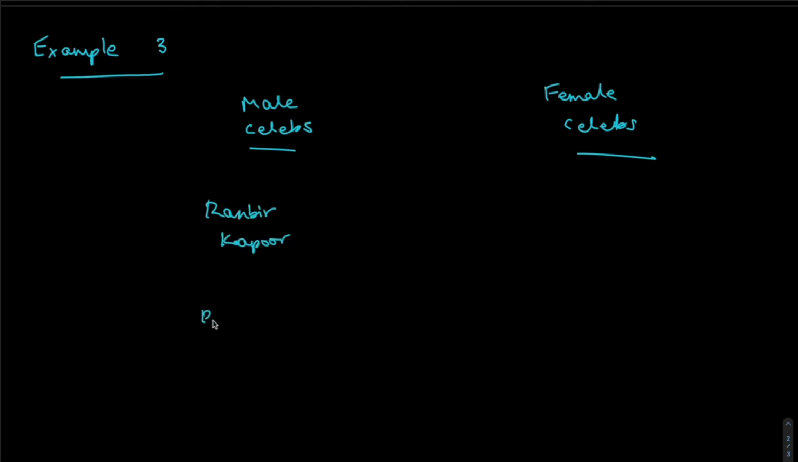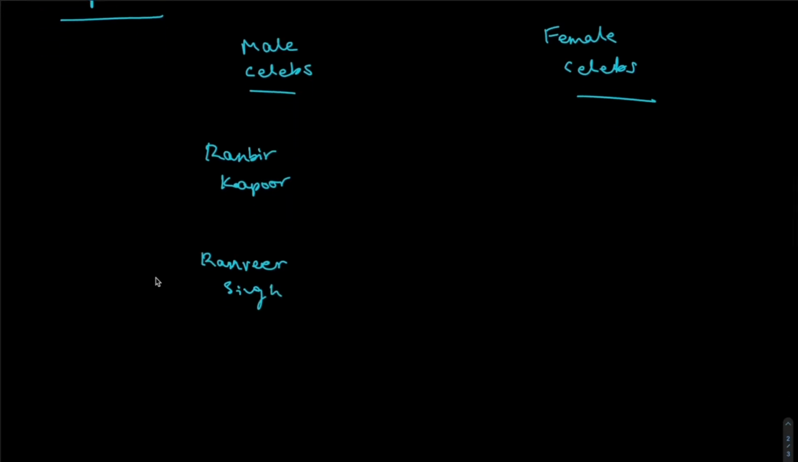I have Ranveer Singh, right? Don't mix their names up. So Ranveer Singh, and I have a badminton player, Prakash Padukone. Prakash Padukone. Right here, female celebs. I have another actress, Alia Bhatt, and I have Deepika Padukone.